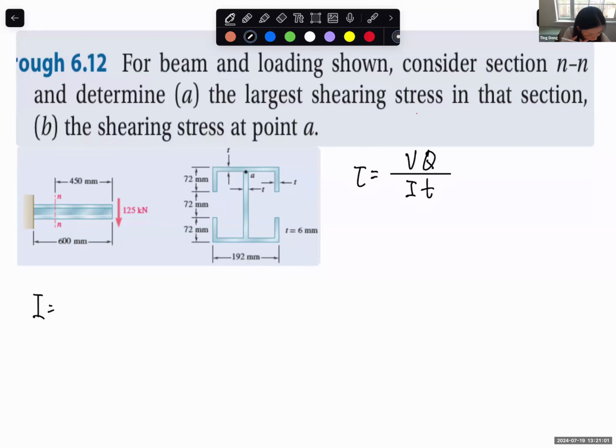I always try to avoid using the parallel axis theorem. For this one, we do have a way. You can separate it into different sections like this section, this section, this section, and use the parallel axis theorem to calculate the moment of inertia, and you will get the correct answer. But if you want to avoid using the parallel axis theorem, this is a big rectangle minus this one, minus this one. All three are symmetric, and their neutral axes overlap, they're the same. So in this way, we do not need to use the parallel axis theorem.